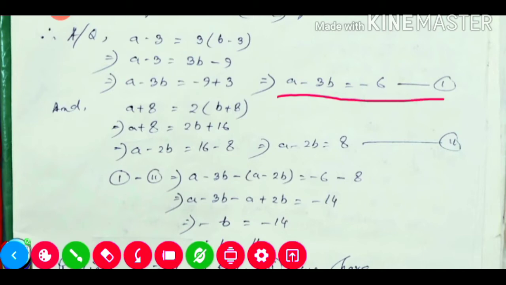Now equation number 1 is this, and equation number 2 is this. So here the coefficient of A is 1, here also the coefficient of A is 1. Easy, and both signs are equal.